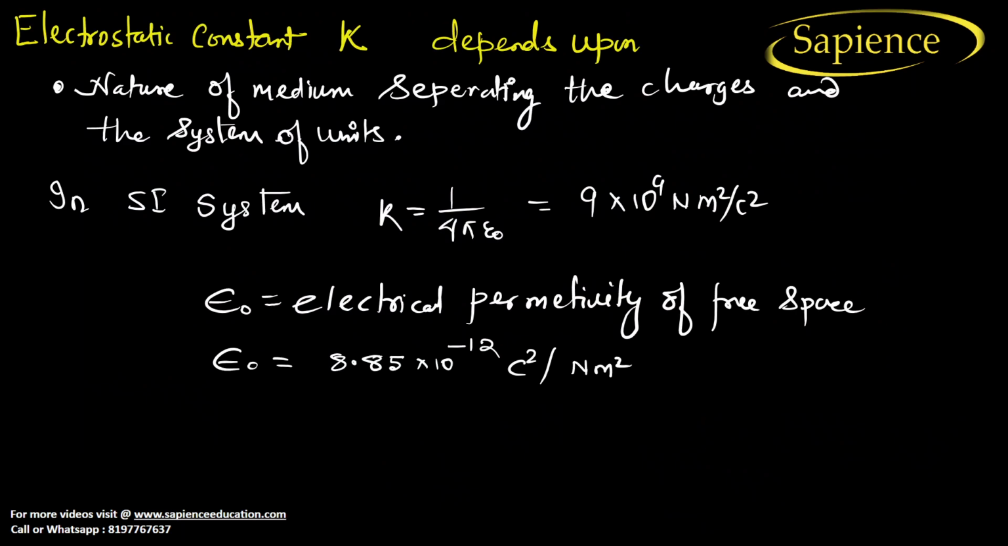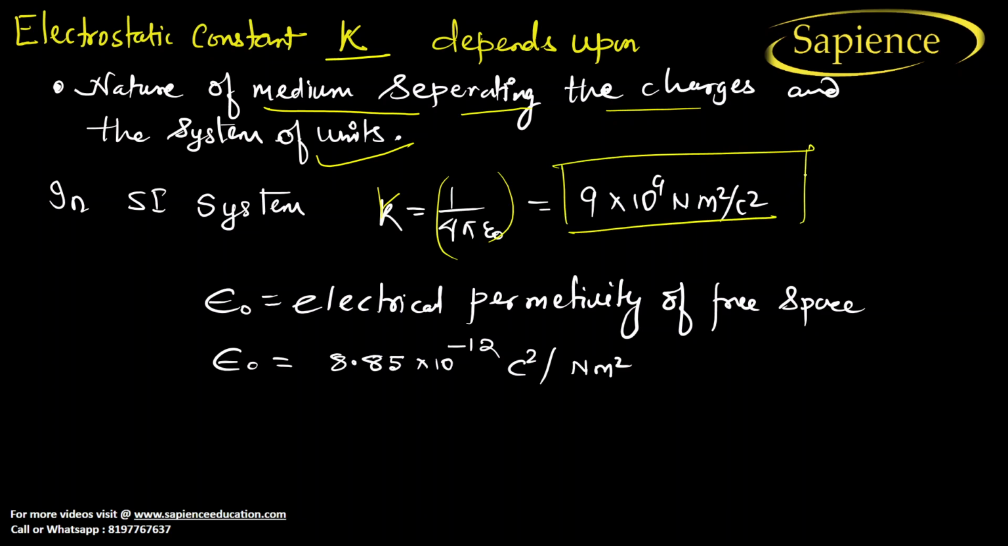Now we got the quantity electrostatic constant K, and it depends upon the nature of the medium separating the charges and the system of units. In the SI system of units, K is equal to 1 by 4 pi epsilon naught, and the value of this is 9 into 10 to the power 9 Newton meter square per Coulomb square. So if you want to find the unit, you can use this concept: F is equal to K Q1 Q2 by R square. So K is equal to F R square by Q square.